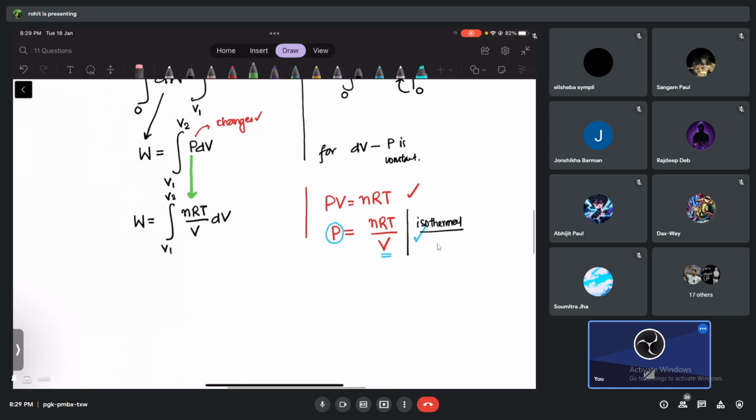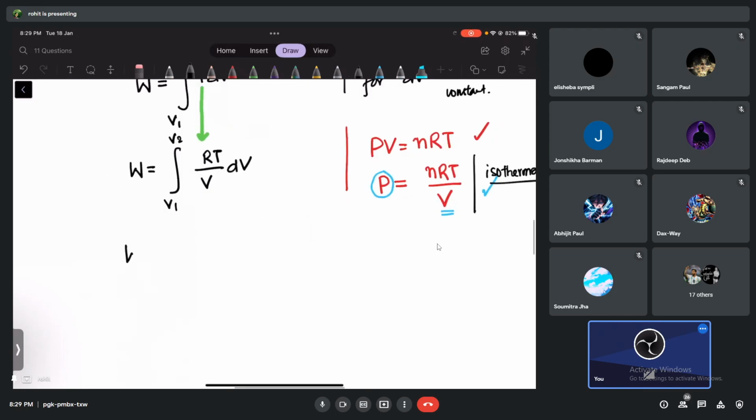I'm writing this. Because our number of moles is 1, I can just remove that n from there. n is equal to 1. So now let's proceed and solve it. Looking at this formula, which are the things which are constant inside the integration? Is R a constant or not?